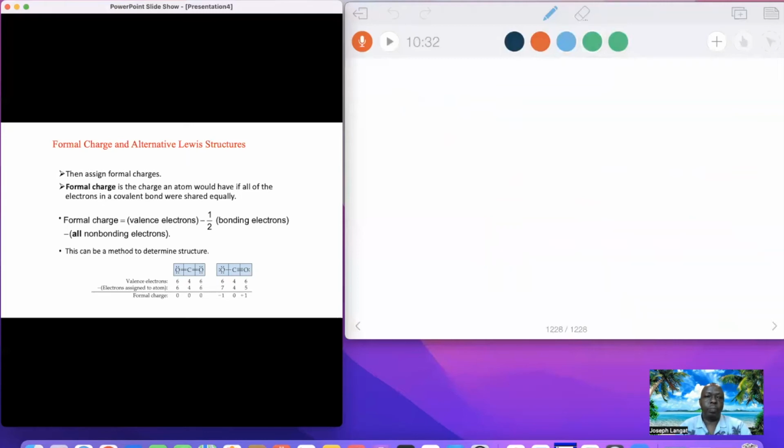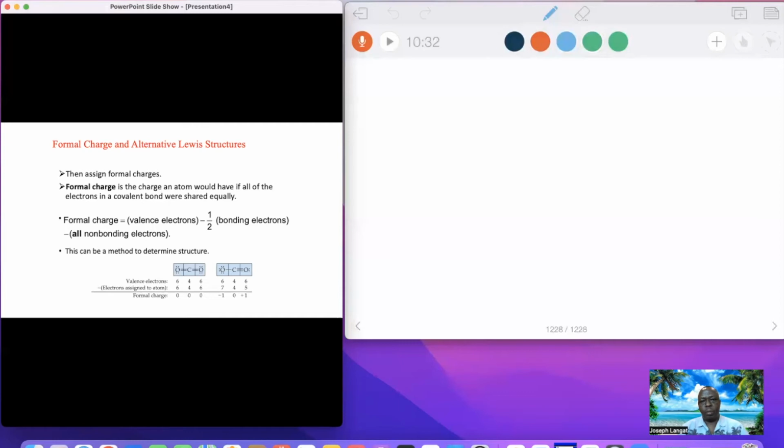Now, at times you may end up with possibly more than one structure for the same molecule. What do I mean by that? You can have 2 structures, you can have 3 structures of the same molecule, yet each satisfies the octet rule. Each element in the molecule or polyatomic ion satisfies the octet rule. How will you determine which one is correct or which one is the more plausible Lewis structure?